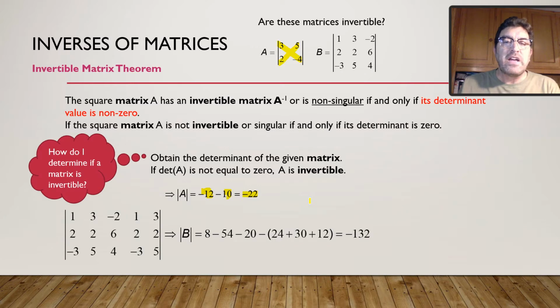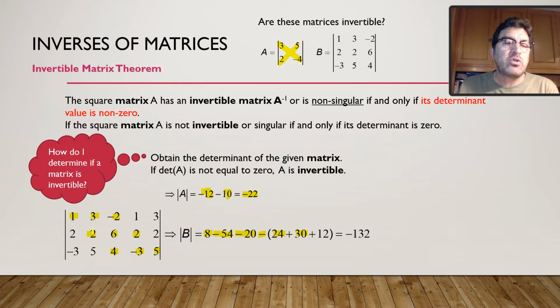Okay, if we use the augmented way to find the determinant of B, 1 times 2 times 4 gives us 8. 3 times 6 times minus 9 gives minus 54. Minus 2 times 2 is minus 4, times 5 gives us minus 20. We subtract from that 3 times 2, which is 6, times 4, which is 24. 1 times 6 times 5 is 30.